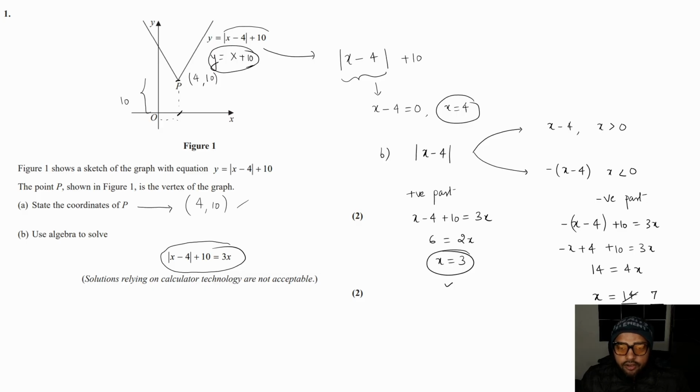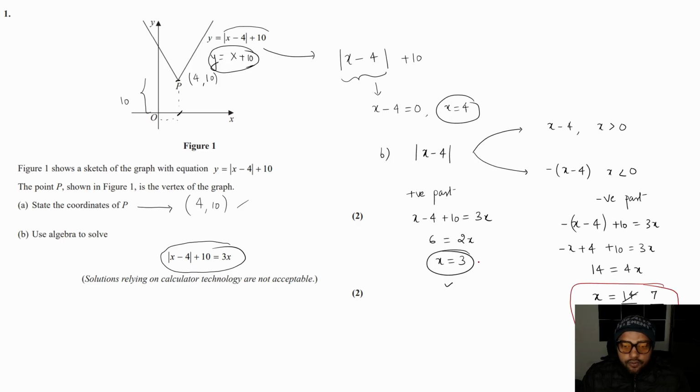Now student, this is the method we have opted to solve this particular question. We have taken the positive part and the negative part. Now we need to see what will be the solution for this question. I'll write it for you. This will be the solution: x equals 7 by 2.